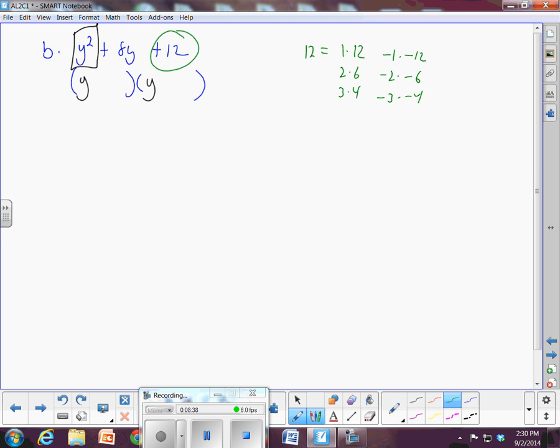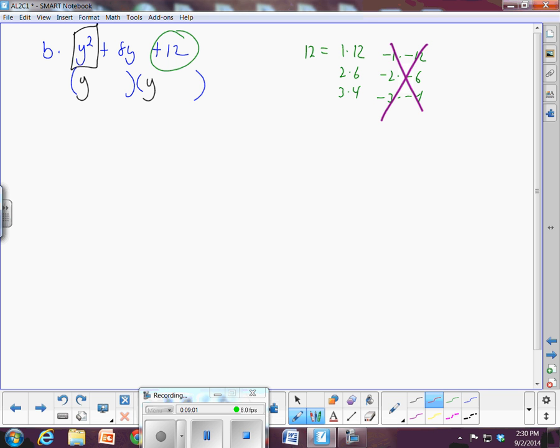Now, again, look at the signs. The middle sign is positive. If you use any of the negative terms, they're double negatives, right? Negative 1, negative 12, negative 2, negative 6, negative 3, negative 4. And therefore, they'll give you a negative middle. They are out. Not going to be using any of those. So again, I'm thinking of a 1, 12, 2, 6, 3, 4.